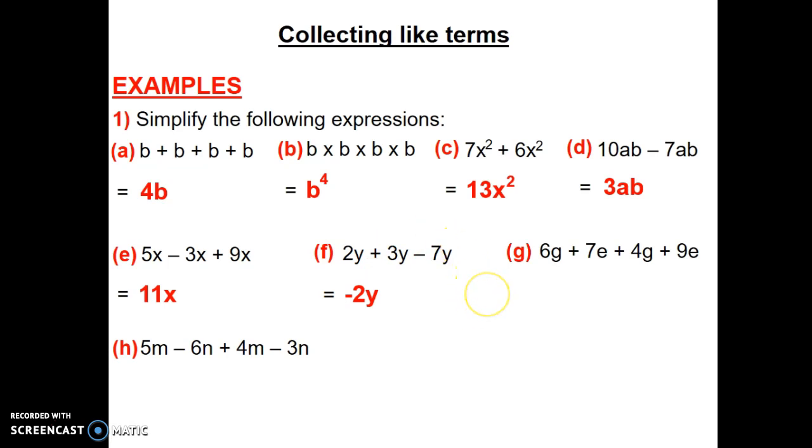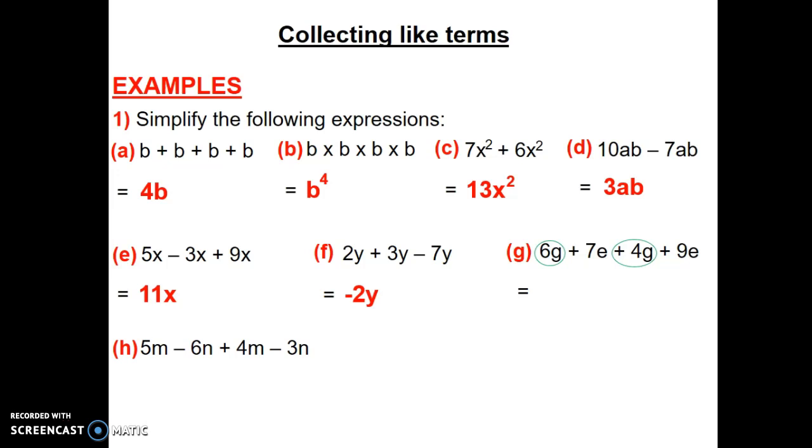In question G, you've got 2 different letters going on over here. You've got g's and e's. So you're going to have to make sure that you clean it up without actually mixing the 2 letters up. That is the whole purpose of collecting like terms. Right, so this is what we're going to do. We're going to look at the first term in the question, which is 6g. So we are going to look for any other g's we have in the expression. So you've got another 4 g's left in this.